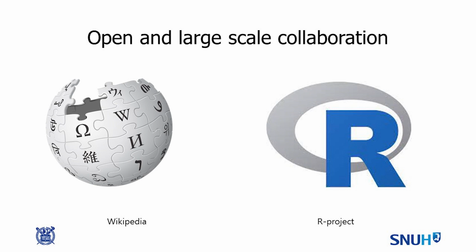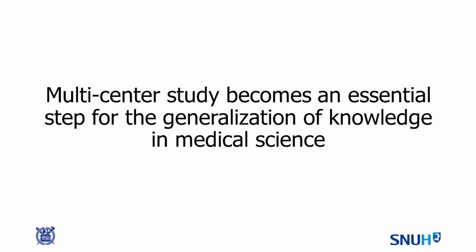The other example is the R project. R project is a collaboration on statistical methods. Before the introduction of the R project, we used very expensive statistical software with very limited function. But after the R project was introduced, the software became free, and so many diverse statistical methods can be utilized by the public. This is a very big innovation. This is why collaboration and the support of many people is necessary in the academic field. So, in my opinion, the multi-center study is also essential, like in other academic fields, for generalization.